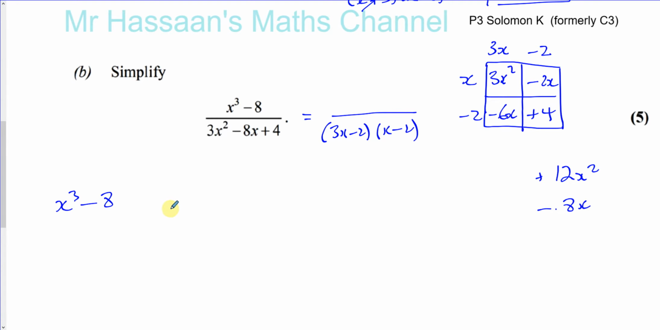So for example here, let's just call this f(x). I know that if I substitute the value 2 into this expression here, I'll get 2 cubed minus 8, which is 8 minus 8, which is 0. So that means x minus 2 is a factor.